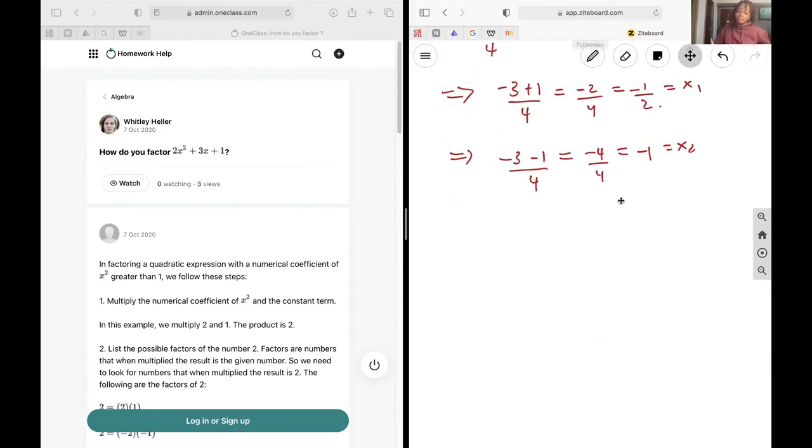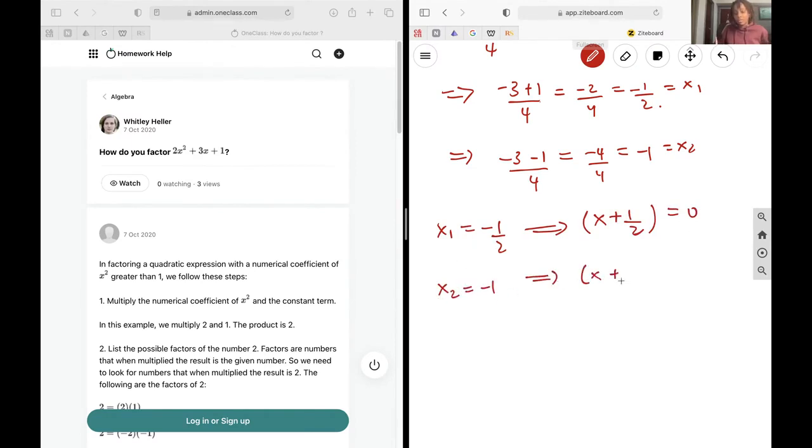Recall with the quadratic formula, it's giving you x is equal to whatever it spits out. So I need to move everything to one side so that it can be equal to 0. So x1 is equal to negative 1 over 2. When I rewrite it, it will become x plus 1 over 2 is equal to 0. And for my second one, I have x2 is equal to negative 1. When I rewrite it, it will become x plus 1 is equal to 0.